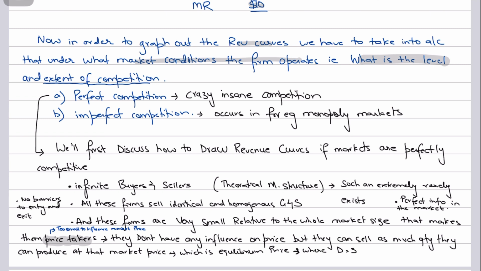So, guys, you see, in a perfectly competitive market, the most important thing is that firms don't have the ability to charge their own prices. They charge the price that the market tells them to charge.